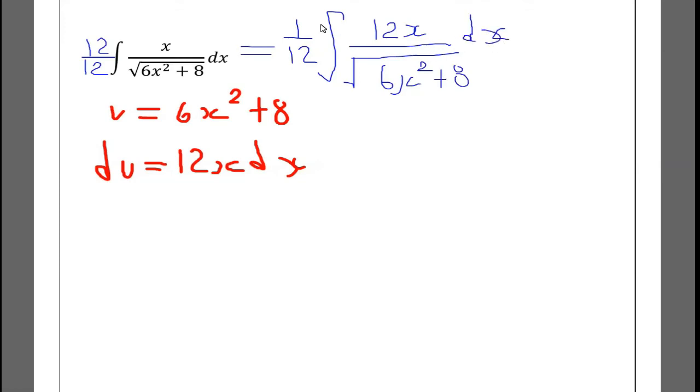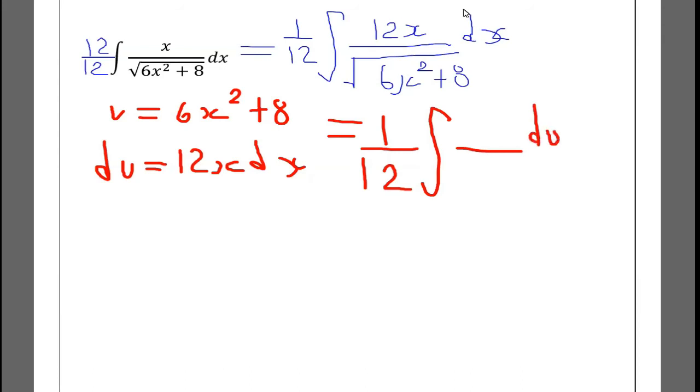My next objective is to substitute u and du. So this works out now to be 1 over 12 times the integral of, now my u is 6x squared plus 8, and my du is 12x dx. So this part right here is my du. So it's 1 du over the square root of u. Now you might ask, how do I integrate 1 over root u? You're saying, whoa, that's crazy. No, it's not. It's very easy.